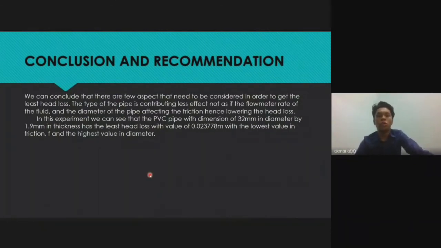In this experiment, we can see that the PVC pipe with dimension of 32 in diameter by 1.9 mm in thickness has the least head loss with value of 0.023778 meter, with the lowest value in friction and the highest value in diameter.